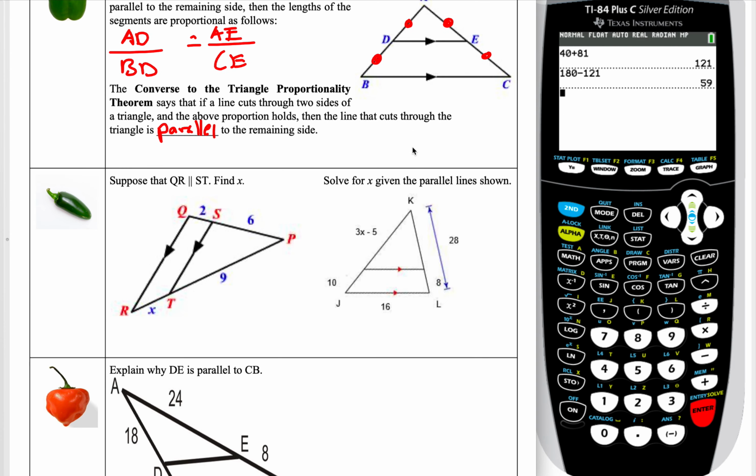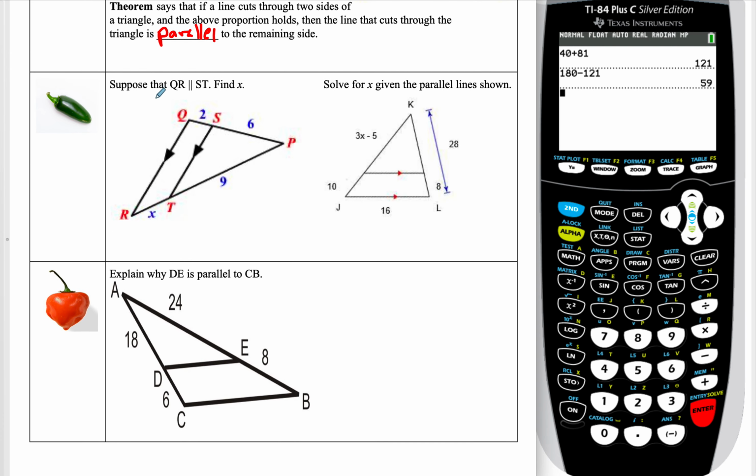Okay, so I'll do a couple of examples here to help you get a sense of what's going on. What I have here is I need to find x. Because of this parallelism, 6 is to 2 as 9 is to x. So by multiplying, I've got 6x equals 18. So x is going to be equal to 3. And notice 3 times 3 is 9. 3 times 2 is 6.